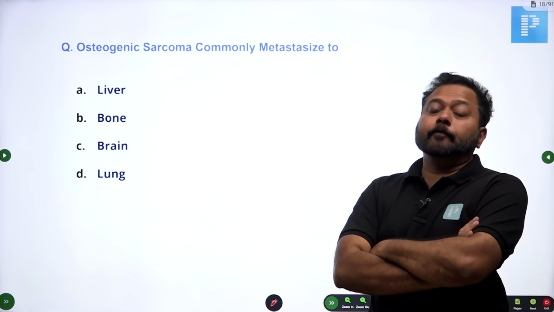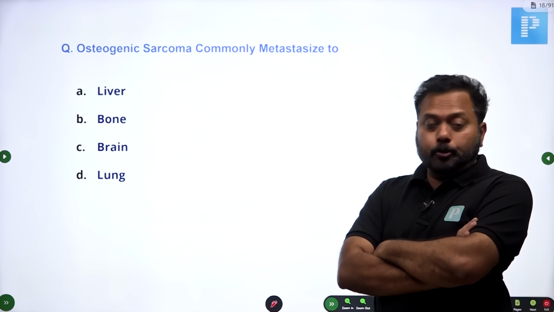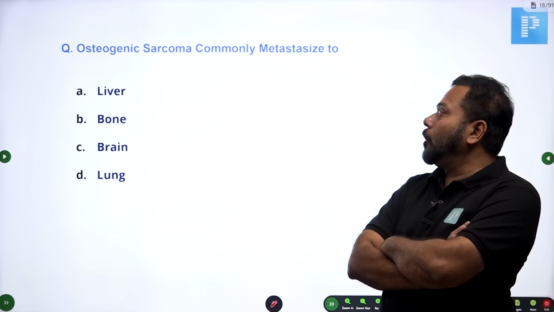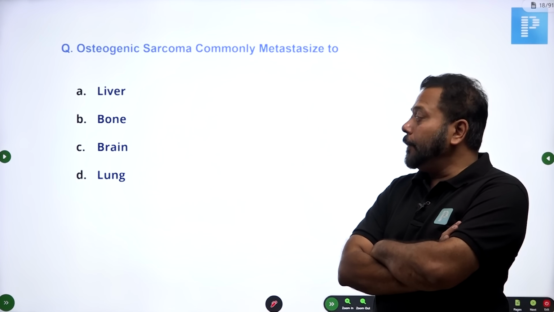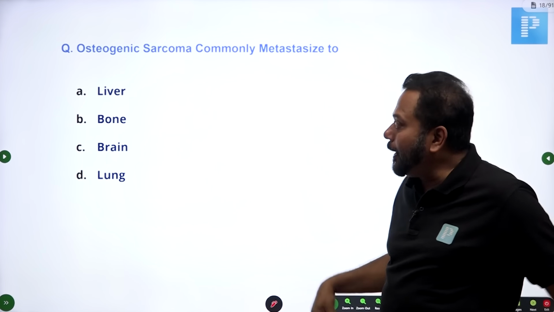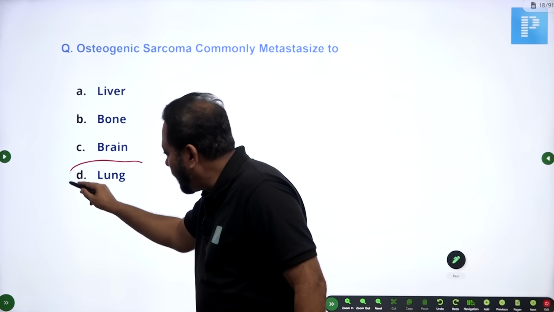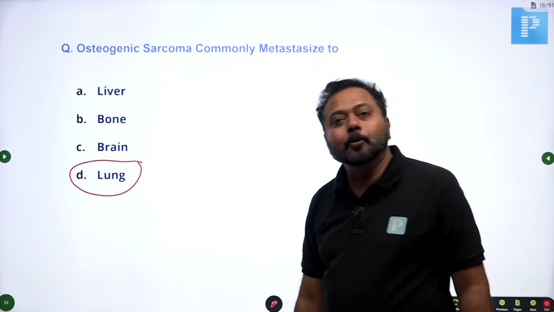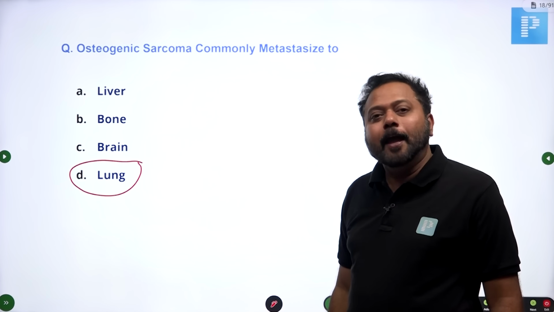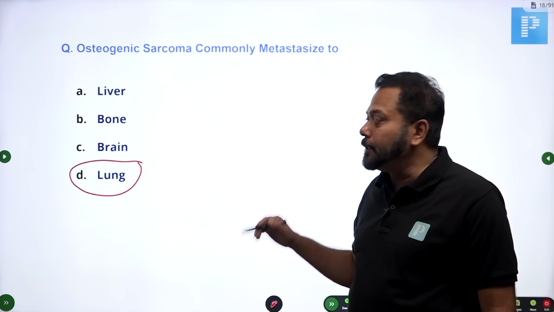A very important topic, a very favorite topic of FMGE. We should know, and it's a very straightforward question. Osteogenic sarcoma commonly metastasizes to liver, bone, brain, lung. By this time you would have guessed, osteogenic sarcoma commonly metastasizes to the lung, because we know it is of hematogenous origin, the spread is through blood.